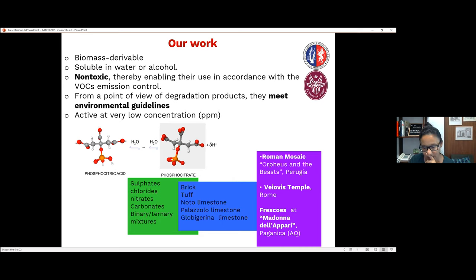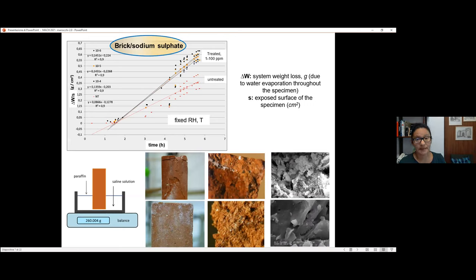I will say that this inhibitor showed a good efficiency from several different sources. You can see a list here, and binary and ternary mixtures of the source, and then on a variety of substrates, and also some case studies were carried out, which nicely supported the laboratory results. Here you can see one example of how the experiments are carried out, which is actually functional to what I'm going to tell you just after this.